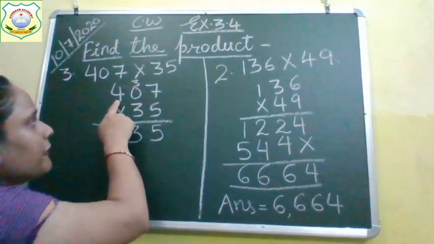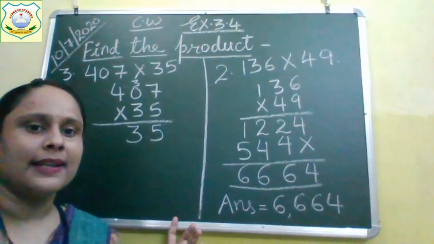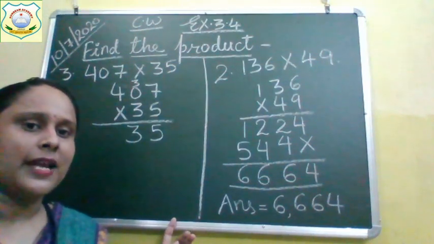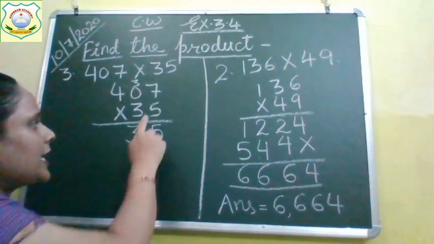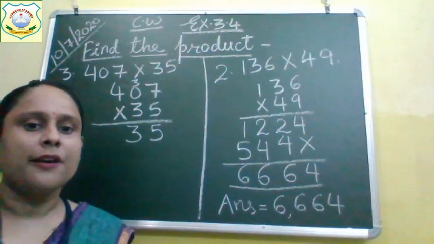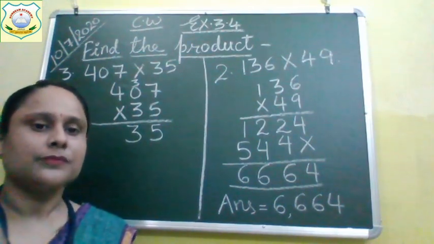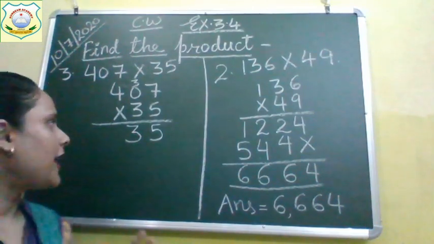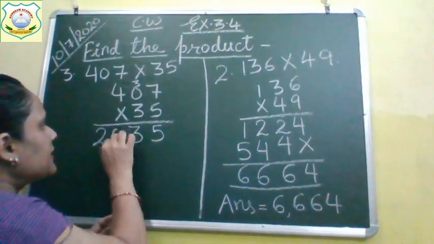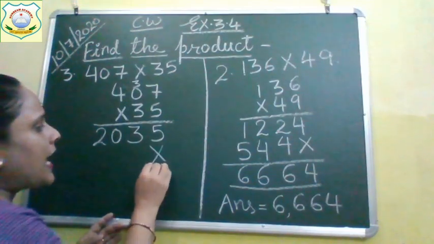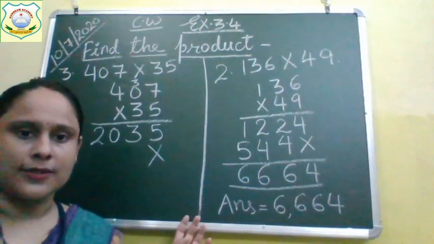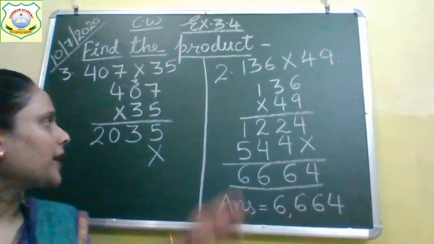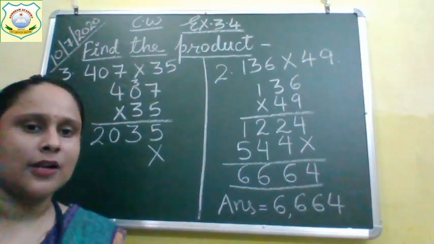Now 5 will be multiplied to the number written in the hundreds place. Which number is written in the hundreds place? 4. So say the table of 5 4 times. 5 ones are 5, 5 twos are 10, 5 threes are 15, 5 fours are 20. So now write down 20 and now put a cross. Why have I put the cross? You all know now? Because the work of 5 is over.